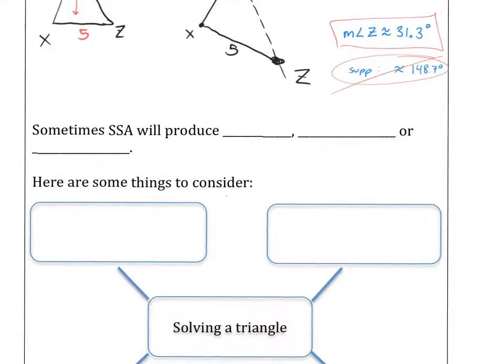Okay, so just by way of review, sometimes side-side angle will produce one triangle, two triangles, or zero triangles. You might not get any triangle at all. So while you're working on your assignment tonight, you will find out that a triangle can't even be formed. In that case, if a triangle can't be formed, then we can't solve anything.